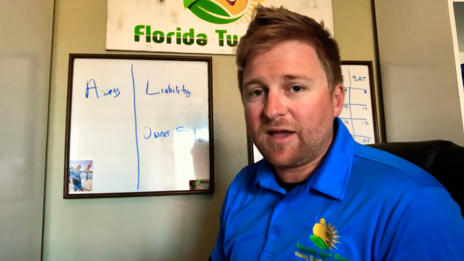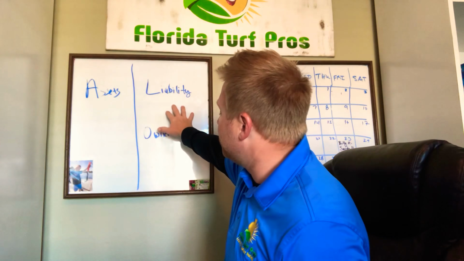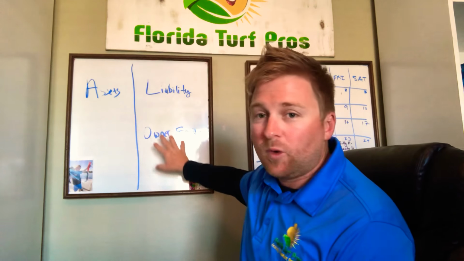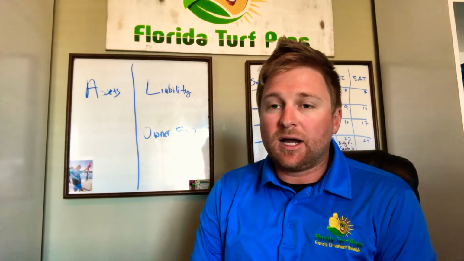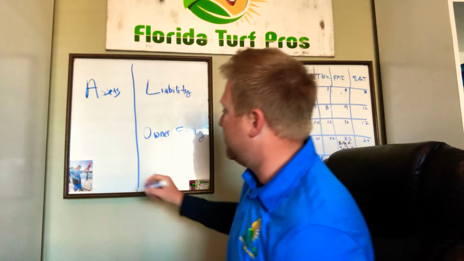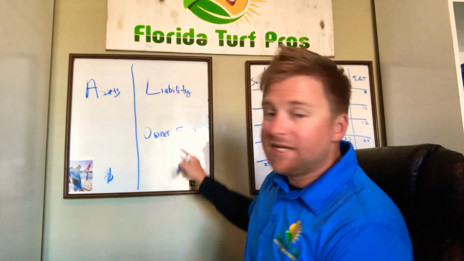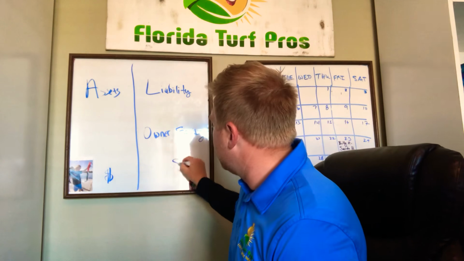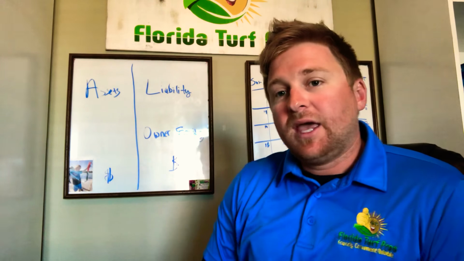Okay, so again, what we have here is assets are going to be listed on the left, and then liabilities listed here, and then what is left over is owner's equity. So whenever you look at a balance sheet, this number down here of your assets is going to be the exact same number as liability plus owner's equity, okay?